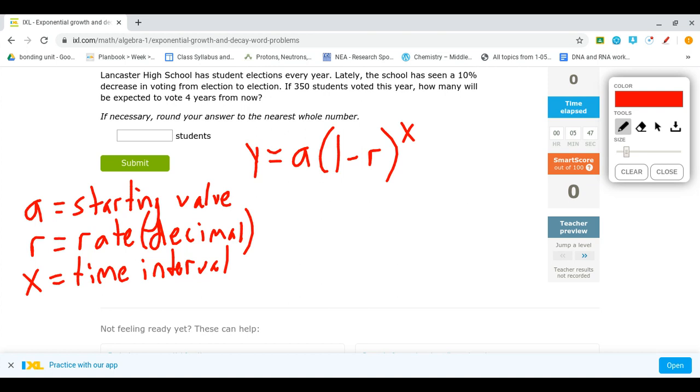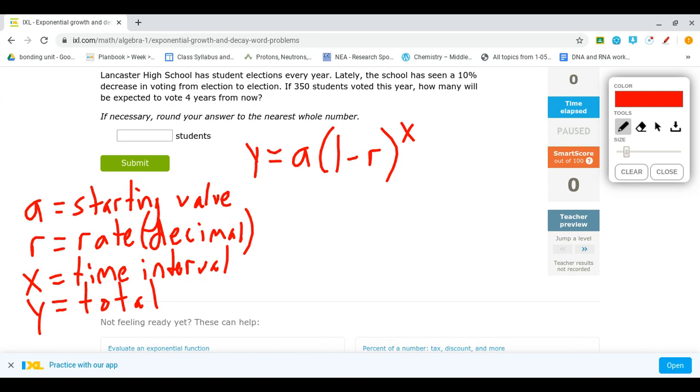And finally, y stands for your total. It could be total number of students, amount of dollars in an account. Okay, it's the total amount. So let's go back through this problem and determine where our numbers go.